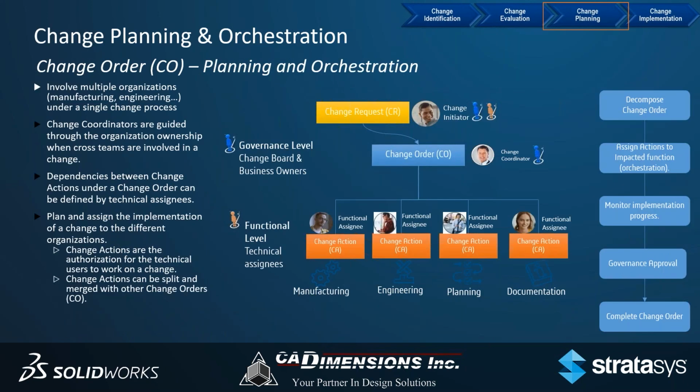Now, a change order is typically something that's put in place when there's multiple disciplines in an organization, where you have somebody who's managing the change, a change coordinator, and they're going to the different functional groups like manufacturing, engineering, planning, and documentation, and getting feedback and information back from them, getting signatures and approval from those people as well. So this orchestration process is requiring the change manager role.